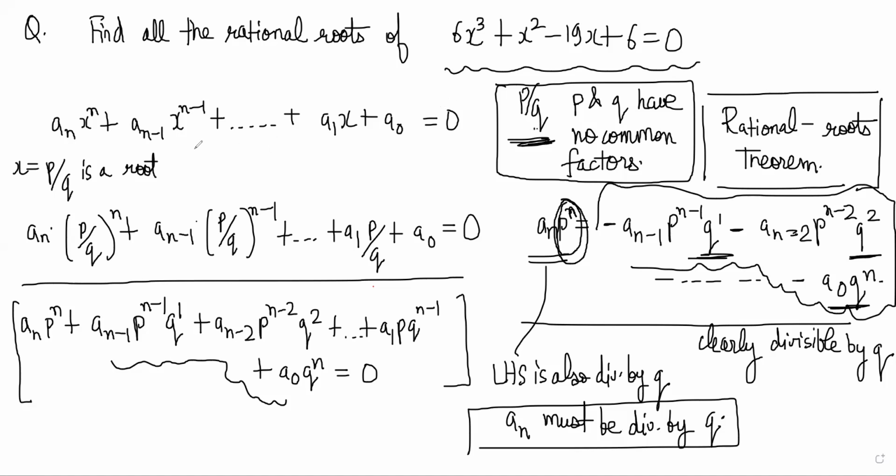Similarly, you can prove that p must divide a0 also. How will you prove that p divides a0? We'll take a0 q to the power n to the right hand side, and the left hand side will be divisible by p. So a0 q^n has to be divisible by p, and therefore a0 has to be divisible by p.